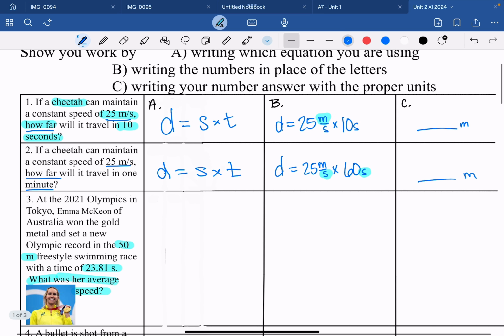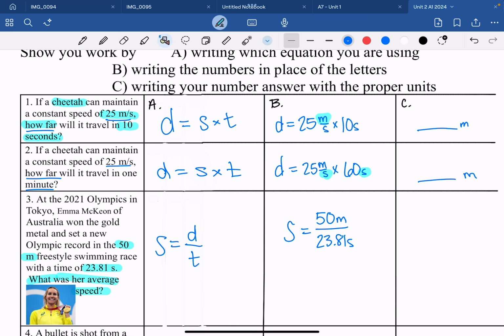So average speed, and we can just write speed, but average speed is just your overall distance divided by the time it takes you to go that distance. So speed is distance divided by time. Now plug in our numbers. Speed equals, which one is our distance? 50 or 23.81? Well, it says 50 meters. 50 meters is the distance here, which puts 23.81 as our time, and it's in seconds.